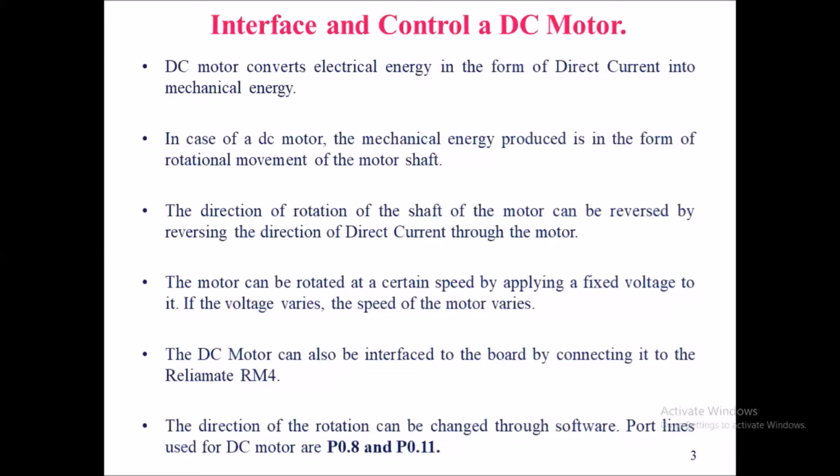The DC motor can also be interfaced to the board by connecting it to the Relimate RM4. It is a DC motor driver, which is already available in the microcontroller kit. I will show that driver in the next slide. The direction of rotation can be changed through software, from the program which you write. The port lines used for the DC motor are port 0.8 and port 0.11.